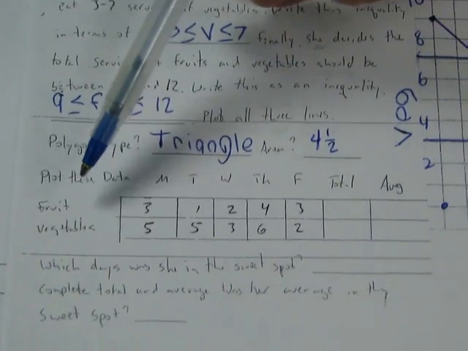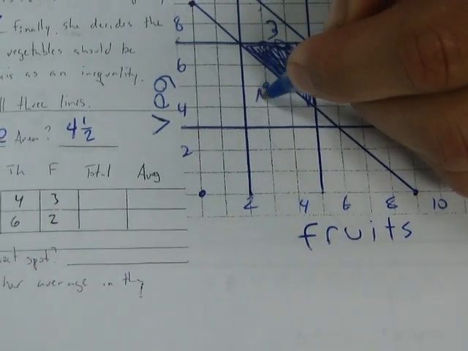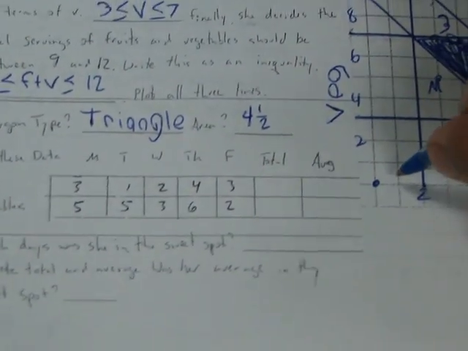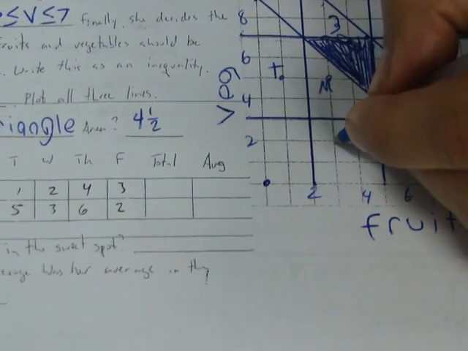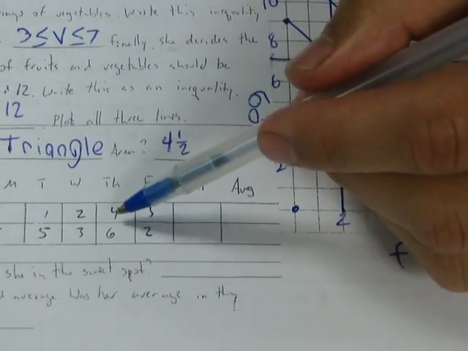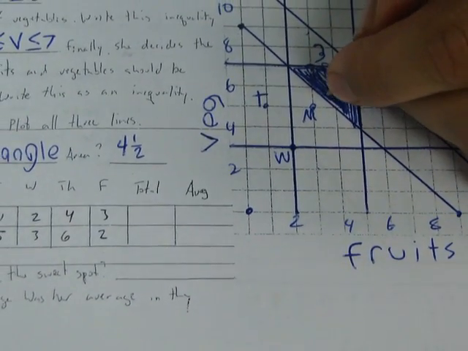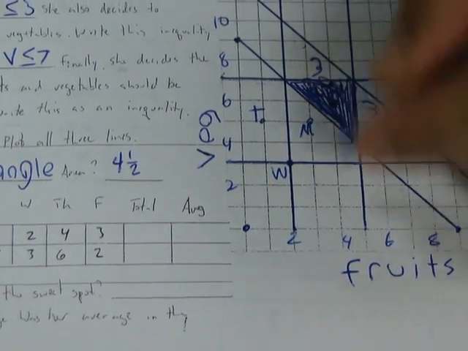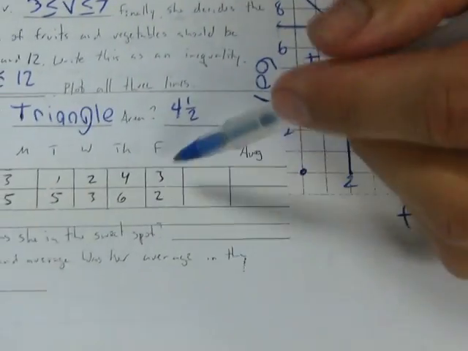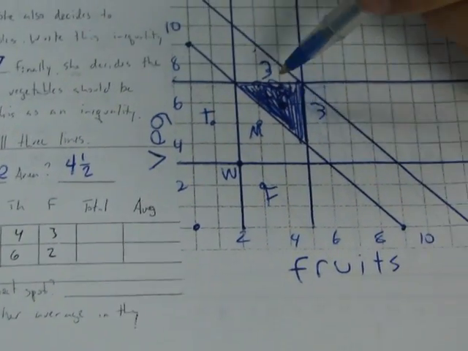Next, we're going to plot everything. So on Monday, her fruits were 3 and her vegetables were 5. So there's Monday. On Tuesday, her fruits were 1 and her vegetables were 5. So there's Tuesday. On Wednesday, her fruits were 2 and her vegetables were 3. On Thursday, her fruits were 4 and her vegetables were 6. So finally, a day in the zone. So that's Thursday right there at 4, 6. And on Friday, 3 and 2. So the only good day was Thursday.